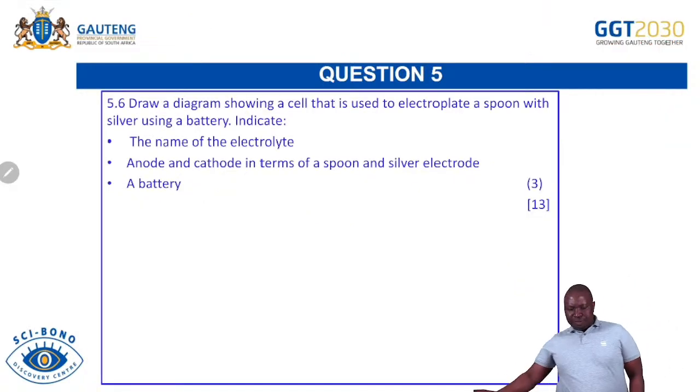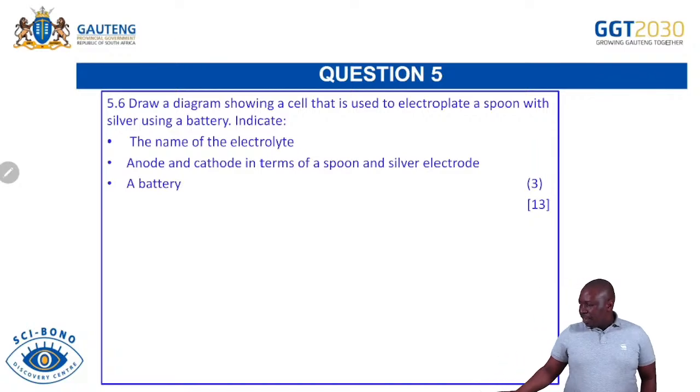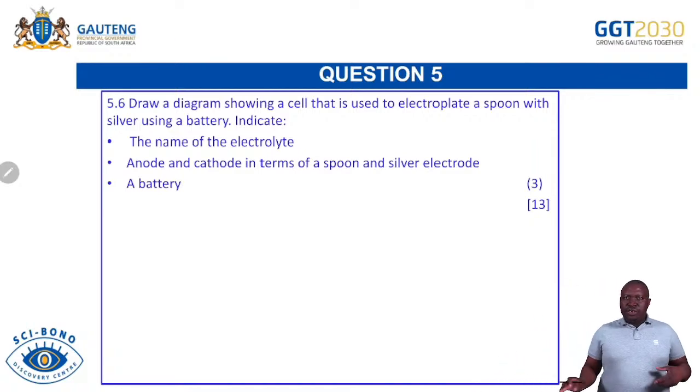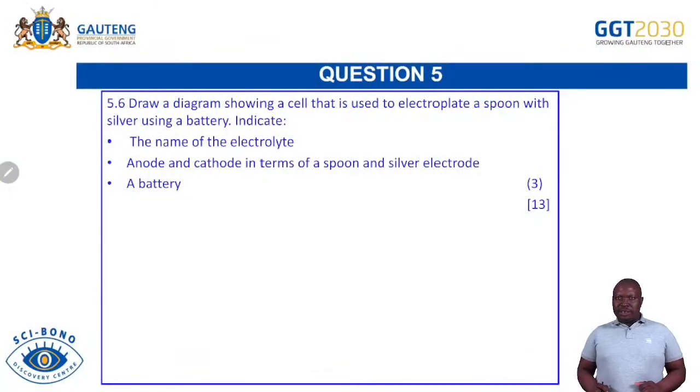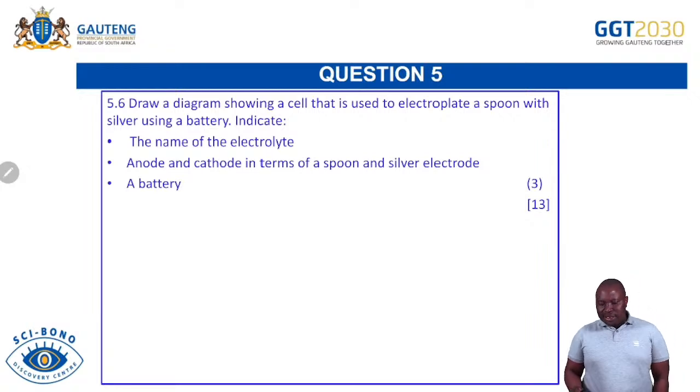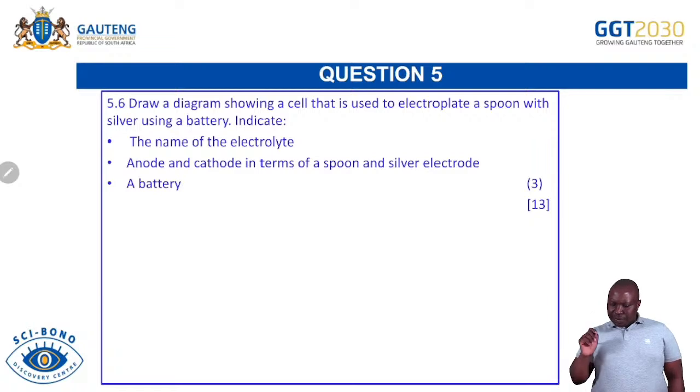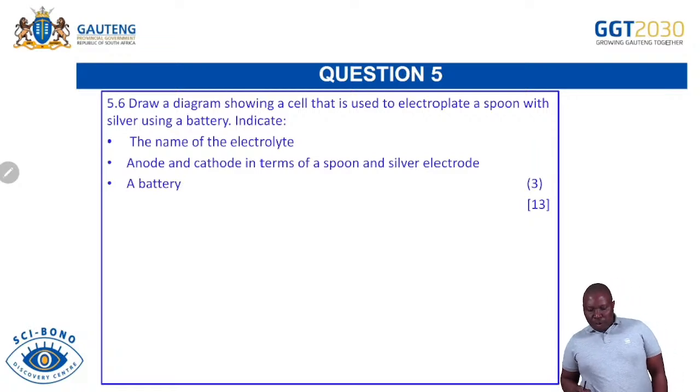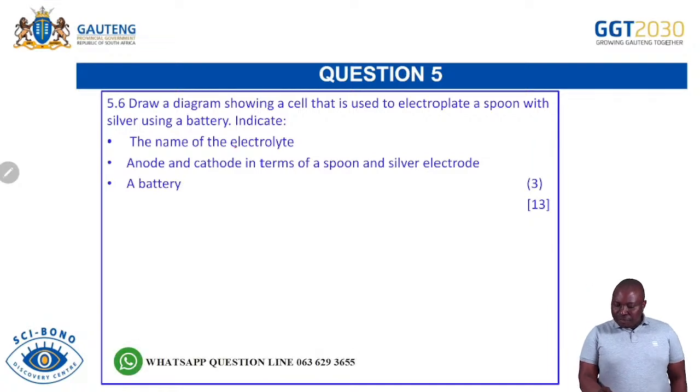Now, question 5. Question 5, I was still doing well in terms of time. You see, you are able to do these questions and answer them within that 90 minutes space. So I'm here to show you that you are able to do that. Now, draw a diagram showing a cell that is used to electroplate a spoon with silver using a battery. Indicate the name of the electrolyte, the anode and cathode, and the battery.